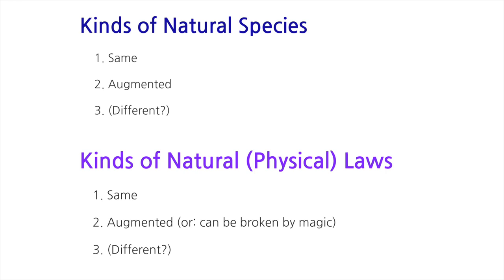However, option 3, where you are dealing with totally different types of species in your world and totally different types of natural or physical laws, is actually really difficult to achieve. Not impossible, but difficult. And Ryan argues that this is because we tend to relate emotionally to species that we know, and we tend to perceive the species that are unfamiliar to us as being threatening and dangerous. Now, here's a great example.